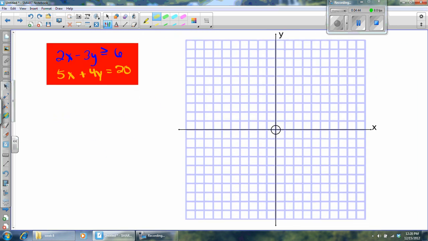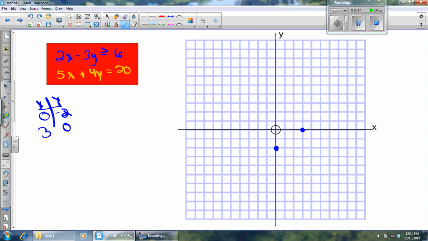We have a blue equation here, and we're in standard form. With standard form, you often like to use a t-table. I'm going to say, well, when x is 0, y is going to be negative 2. And then when y is 0, x is going to be 3. So (0, -2) was right there, and (3, 0) is here. It's going to be a solid line.